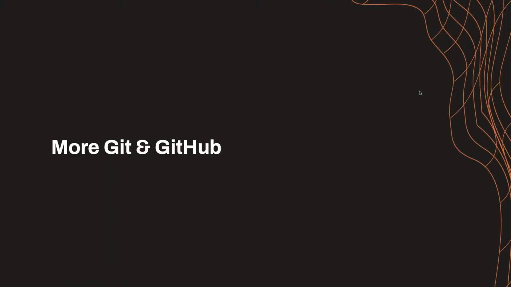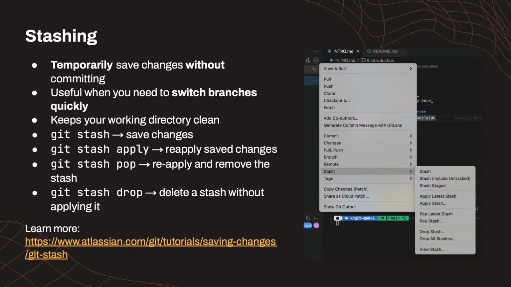So there's some more additional Git and GitHub commands and features that you might find useful for your projects, especially things like stashing. So stashing is basically temporarily saving changes without committing. So it's useful when you need to switch branches quickly, which is good if you're trying to review some changes by another person on the same code base but don't want to have any conflicts and actually commit stuff. And it just keeps your working directory clean.